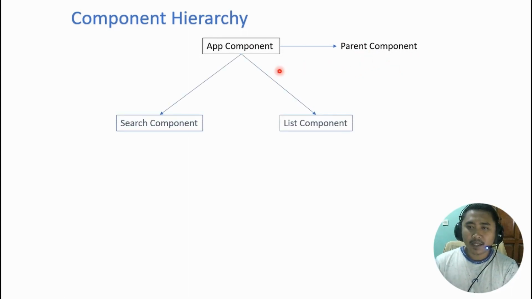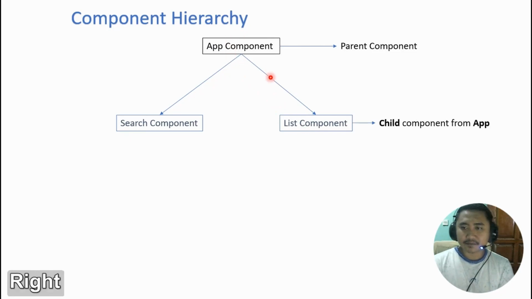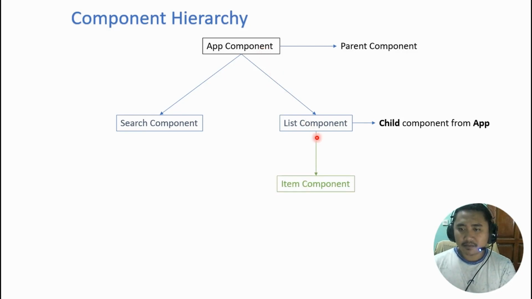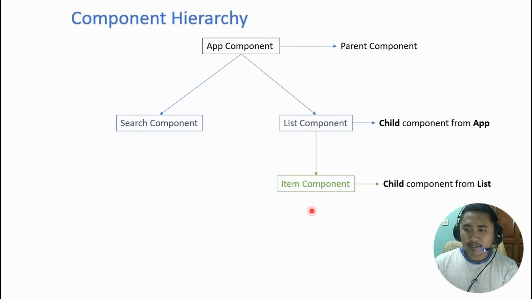Then we have separated the search component and list component. Search and list components are the child components of the app component. Also, let's pretend we also create an item component from our list component. The item component is the child component of the list component. At the same time, the list component is the parent component of the item component.